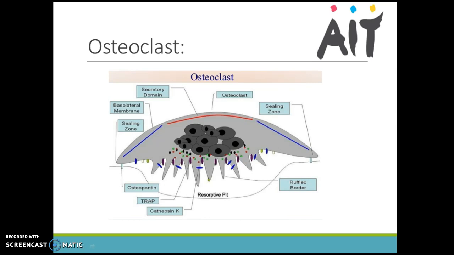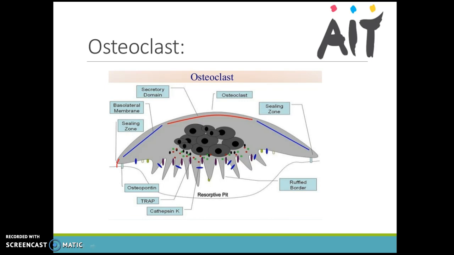An osteoclast contains a basolateral membrane. The basolateral membrane, as seen here, is the fraction of the plasma membrane at the basolateral side of the cell which faces the adjacent cells and the underlying connective tissue. It also contains a secretory domain, as seen here, a series of vesicles that aid the secretion of hydrochloric acid from the osteoclast to the bone surface to break down the bone matrix.